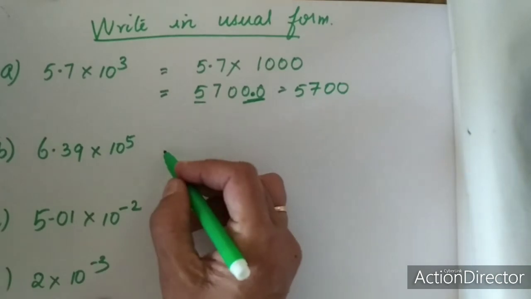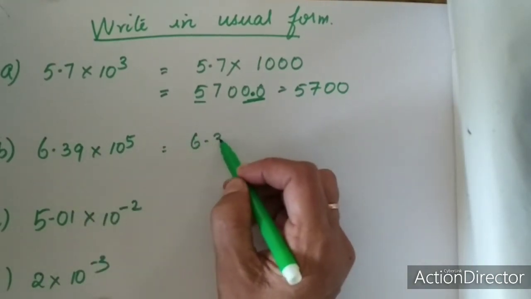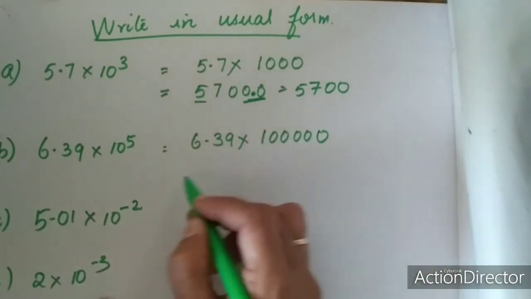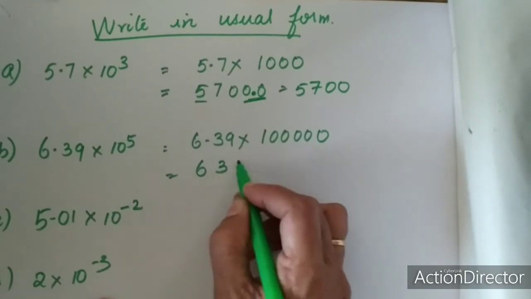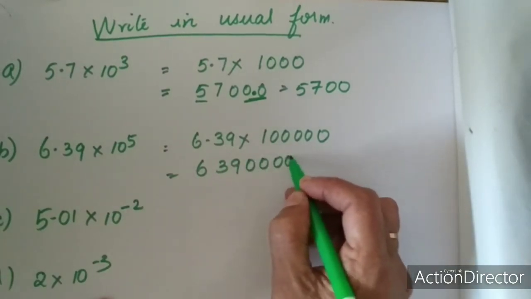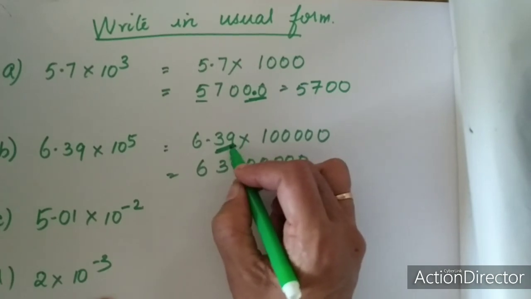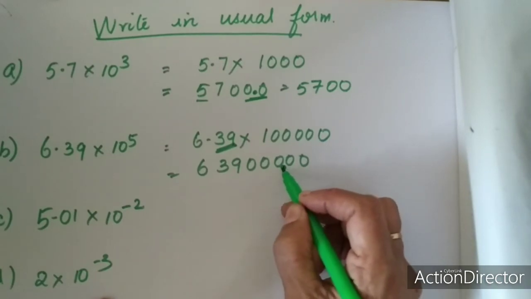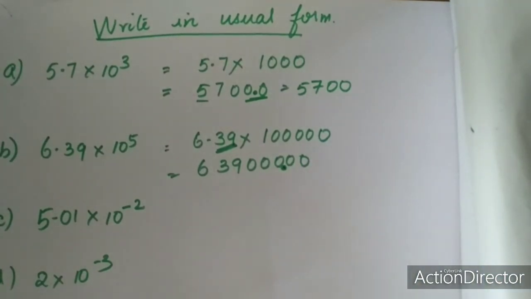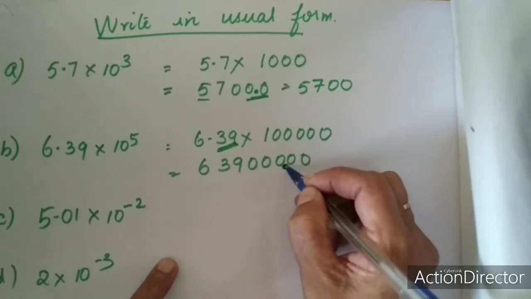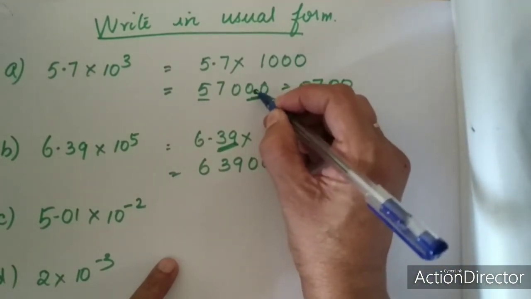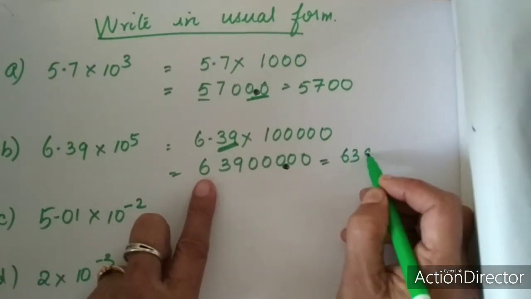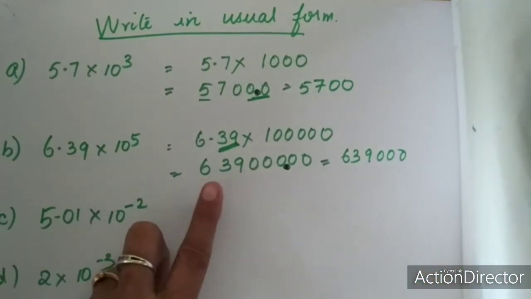Coming to the next question, one more example. 6.39 into 10 power 5 means 5 zeros, 1, 2, 3, 4, 5. So I'll repeat the whole number as it is, 639, and 1, 2, 3, 4, 5. Now how many decimal places are there? 2 decimal places. So from the end you keep 2 decimal places. Keep the point here. I'm marking this point with a blue ink pen so that you can understand it easily. Here also I'm keeping this decimal point. So how many places? 2 decimal places. So my answer will be 639 and 3 zeros.